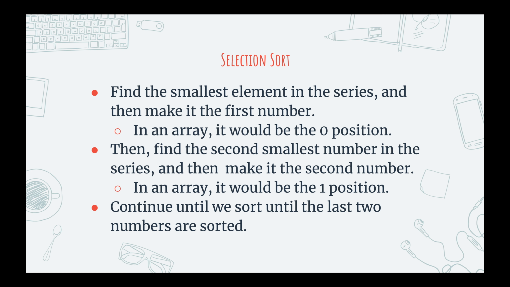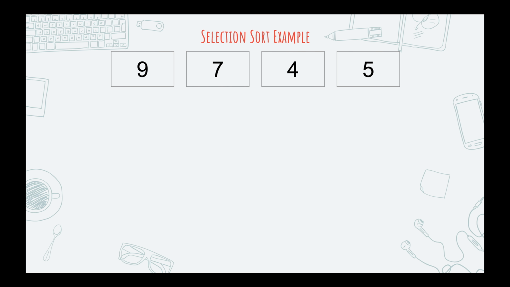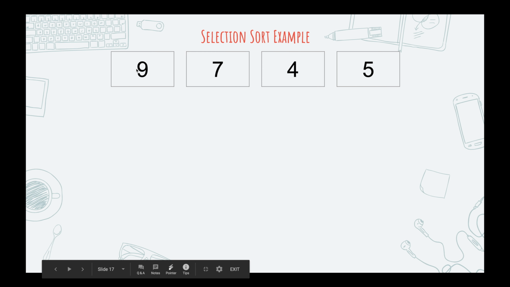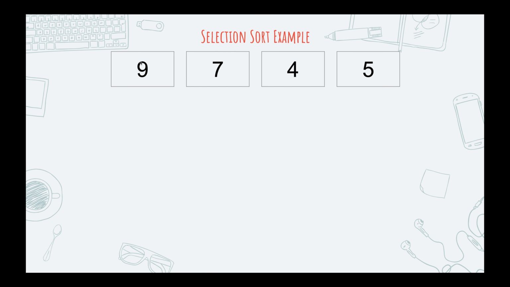Let me show you a visualization so that it makes more sense. So we have four numbers, 9, 7, 4, 5, and let's say that this is stored in an array so that we can sort it through our selection sort algorithm. So we have 9 at the first position, and we want to find the smallest value. So 9 is going to be the current smallest value. 7 is less than 9, so that's going to be the current smallest value. 4 is less than 7, so 4 is going to be the smallest value. 5 is greater than 4, so 4 still remains the smallest value.